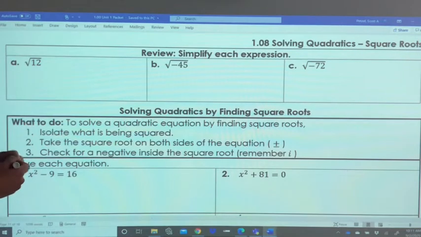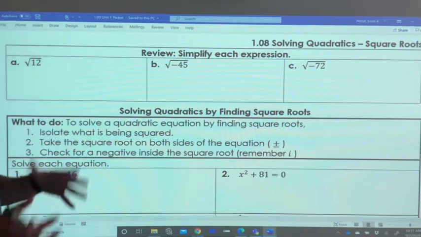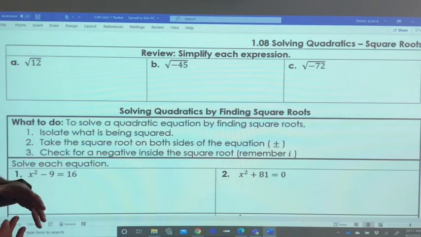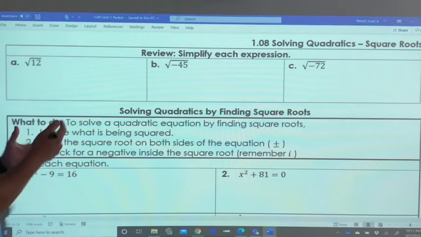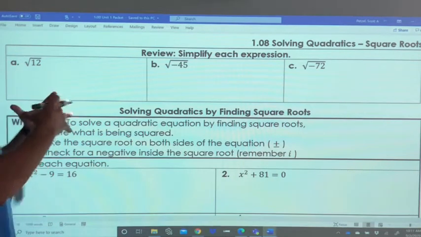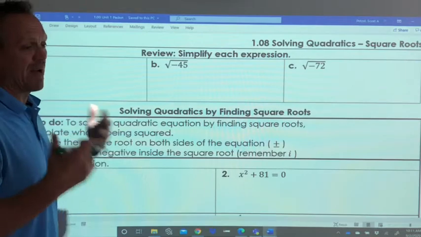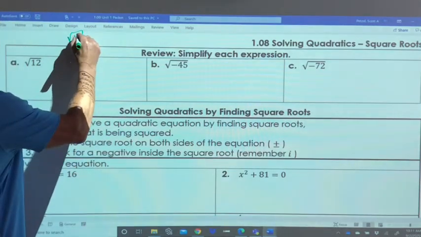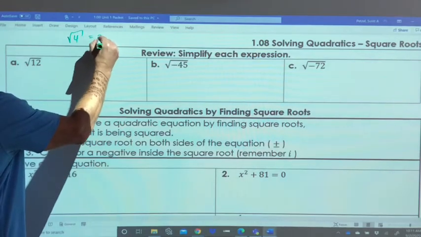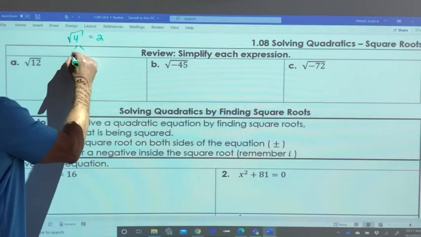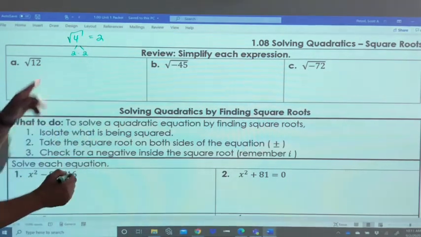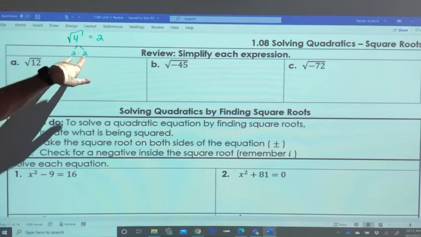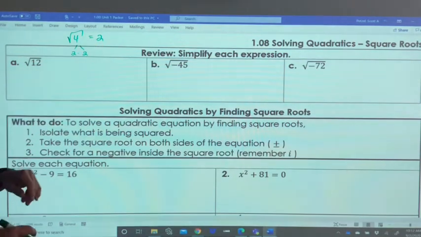When you're simplifying a square root, what you're looking for is what can come out and what has to stay inside. With square roots, you're looking for something that has been multiplied by itself, if you will. So when we look at just a simple example, the square root of 4 equals 2. The reason why is because 4 equals 2 times 2. It's a perfect square. 2 times 2, that's why it's equal to 2.